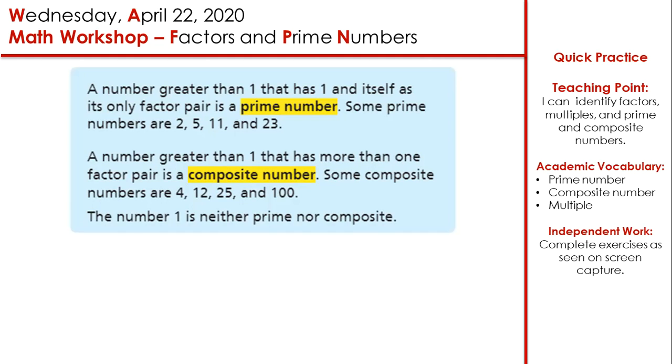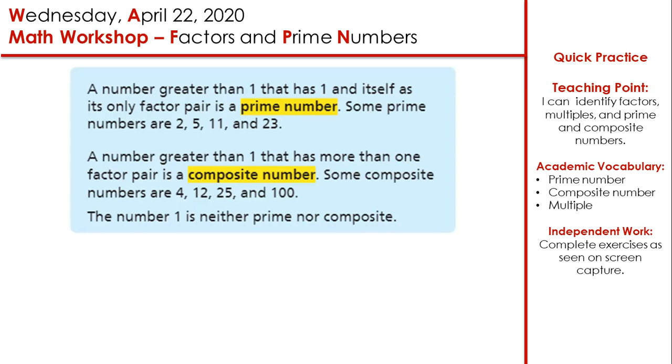Alright, so let's take a look at our main goal for this lesson. Let's take a look first at what prime numbers are. So basically a prime number is a number greater than 1 that has 1 and itself as its only factor pair, right? So that means that those numbers that can only be divided by themselves and by 1, and that are greater than 1, are what we call prime numbers. Some prime numbers are 2, 5, 11, and 23.